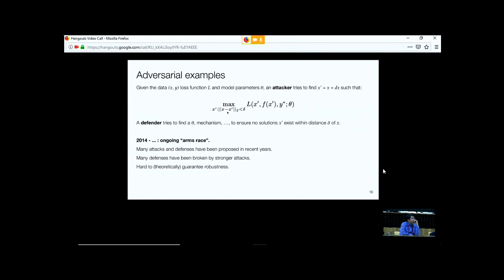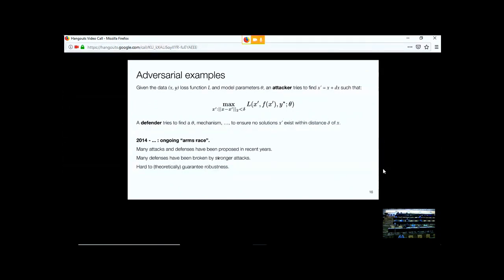But at the same time, the attacker typically wants its x prime to be close enough to the original input x. And the role of the defender here is to try to find some mechanism or some good solution theta that ensures that no solutions x prime exist within some distance delta of my clean data x, or at least, if there is some solution, tell the user that somebody is trying to mess with the network.